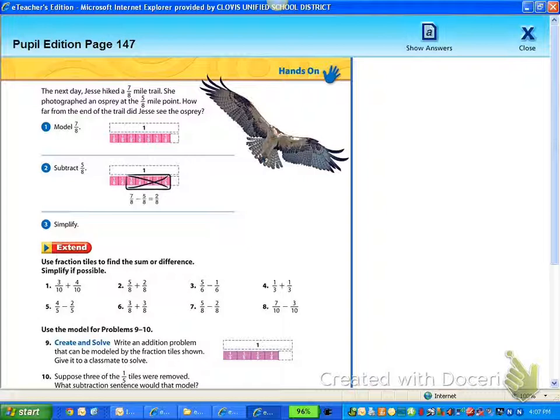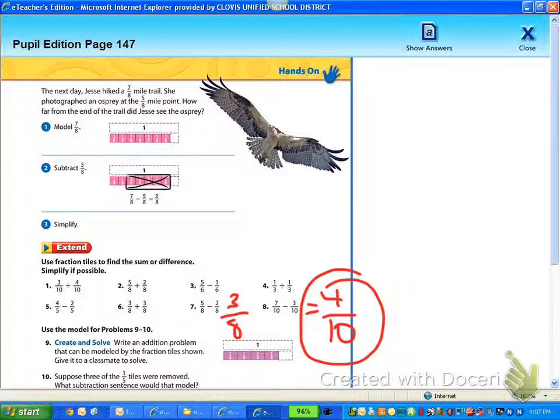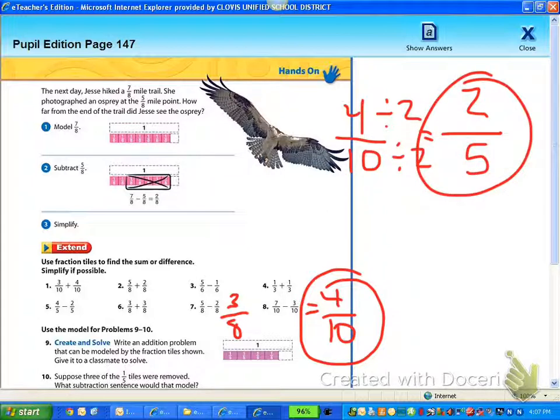Okay, 5 minus 2 is 3 over 8. And 7 minus 3 is 4 over 10. And there we go again, 4/10. 4/10 can be reduced. Since these ones are small, they are divisible by 2. 4 divided by 2 is 2, and 10 divided by 2 is 5. So 2/5 would be the correct answer for number 8.